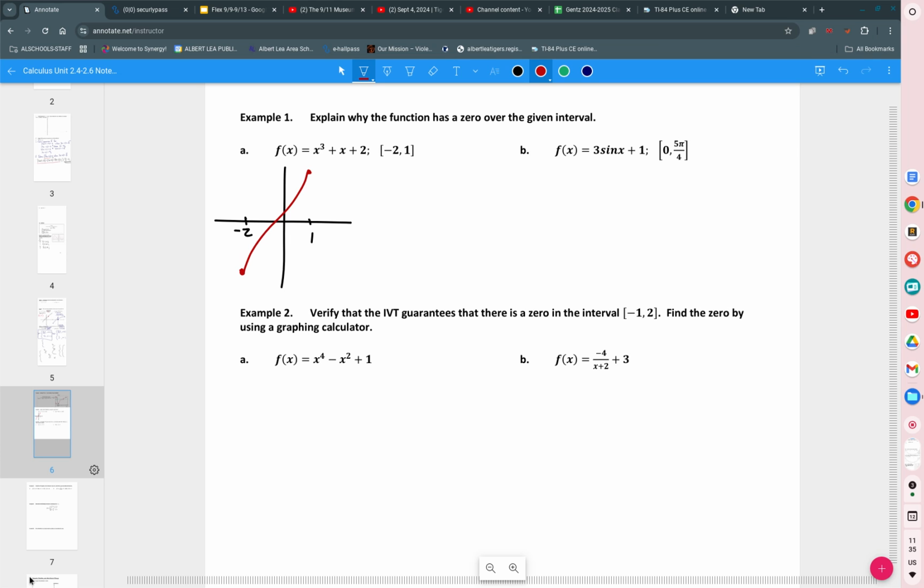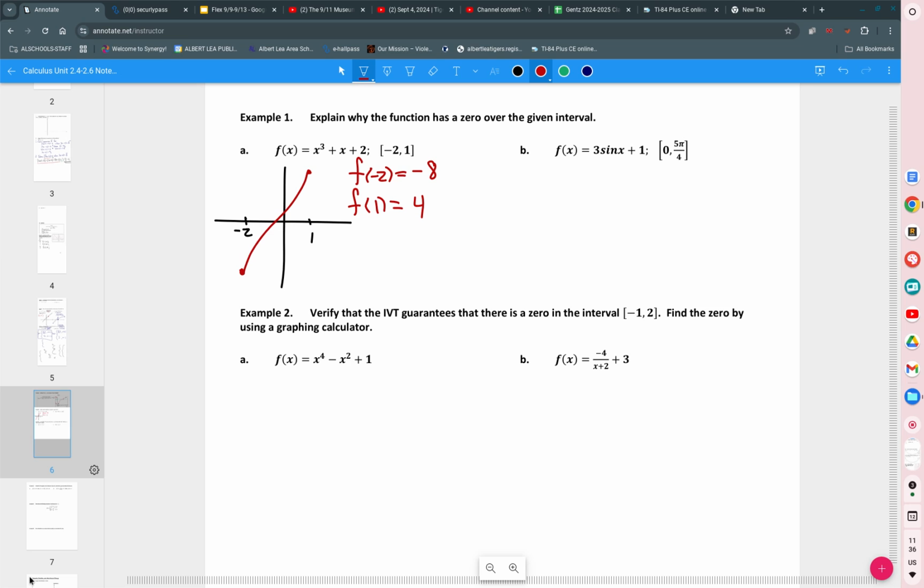To show that this is going to have a 0, I'm going to check what is the location of the function at -2. So I plug in -2 and I get, what is -2 cubed? -8. -8 plus -2, -2 plus 2, so it'll just be -8. -8, good. And then I'm going to check f of 1. 4. So let's see what this says.